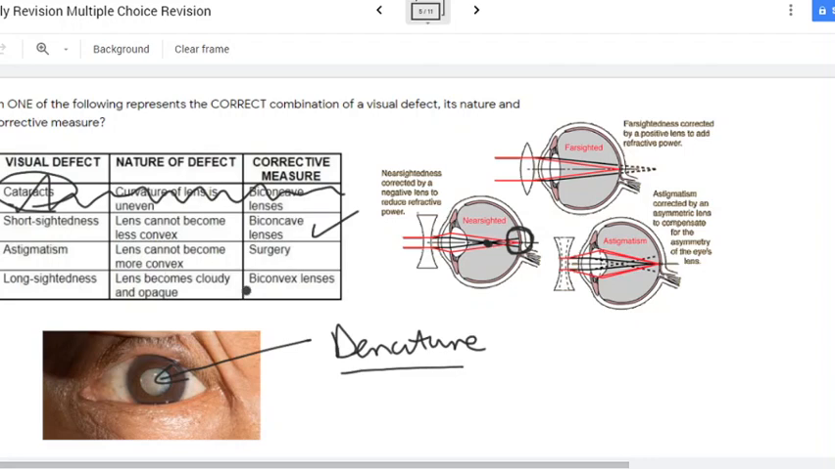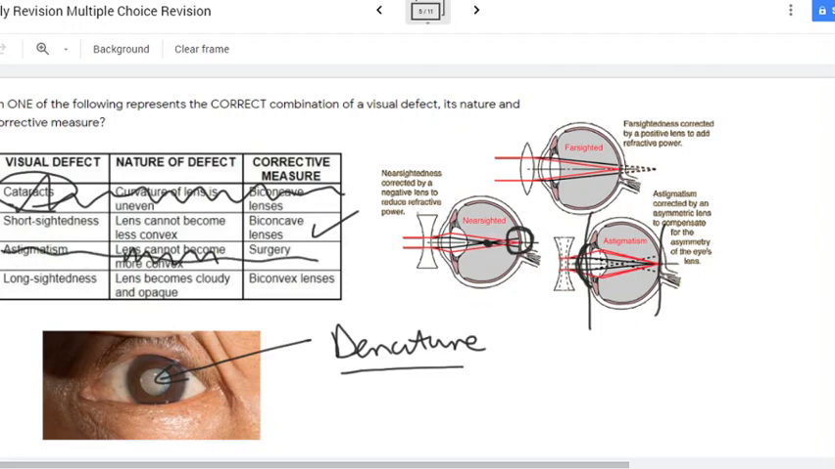Astigmatism. Lens cannot become more convex. Okay. The problem with astigmatism is not necessarily the lens, but it's actually a problem with the front of the eyeball, and the eyeball being too narrow, and so the focus doesn't exactly fall onto the retina. So the problem with astigmatism is not the lens. It is actually the eyeball shape and the front of the eyeball shape that might be the problem. And so that is not the correct answer there.